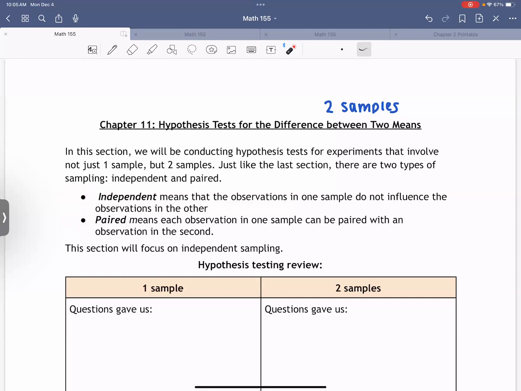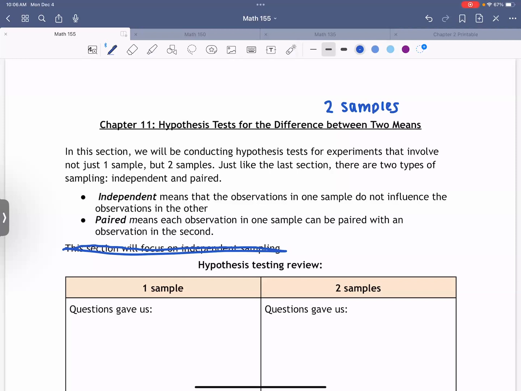Usually it's the same people in the two different samples, or there's some sort of relationship like before and after with paired sampling. Okay. I would like you to cross out this section. We'll focus on independent sampling. I used to separate the two sections into two separate guided notes, but I combined them this time because they're so similar. So let's just erase that.